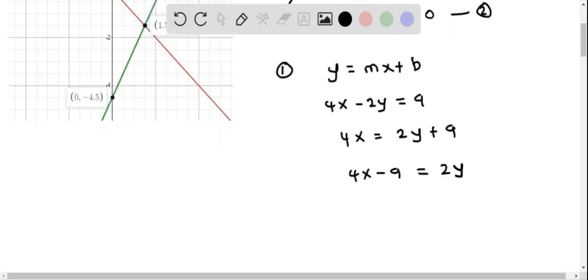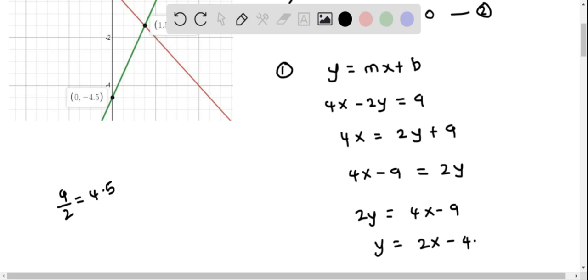I'm going to rearrange this 2y to the left side and 4x minus 9 onto the right side. So we will have this equation 2y equals 4x minus 9. Now dividing by 2 on both sides, we get y equals 4x divided by 2 is 2x, and 9 divided by 2, in decimal, is 4.5. So this is negative 4.5. So now we have written the first equation in y equals mx plus b form, that is the slope intercept form.